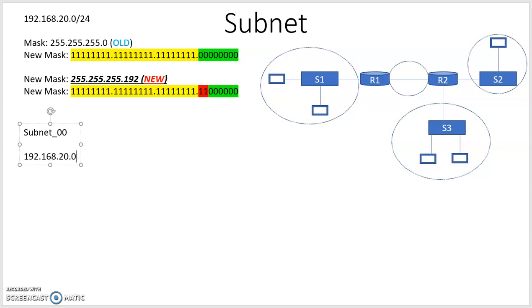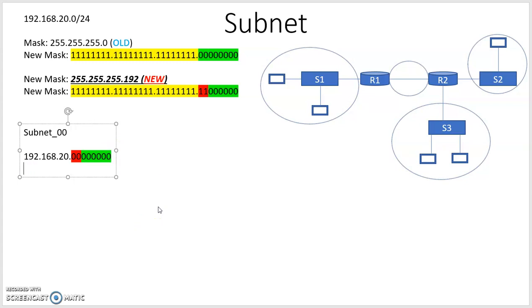192.168.20.0. So instead of saying 0, let me convert that into binary. So the last portion, because the network portion will remain the same. So 1, 2, 3, 4, 5, 6, 7, 8. So out of this 8-bit, these first 2 bits, they are the network portion. And this remaining 6 bits, they are the host portion.